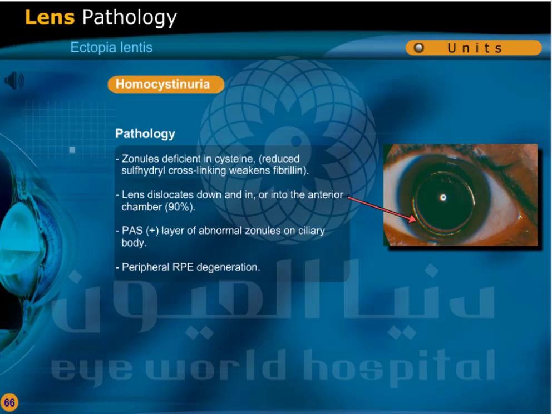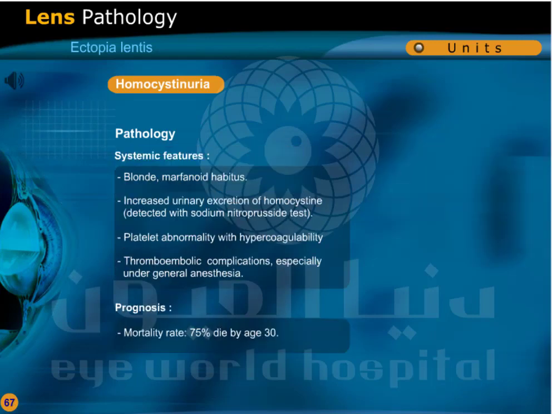PAS plus a layer of abnormal zonules on the ciliary body, and peripheral retinal pigment epithelium degeneration. Systemic features of homocystinuria: blond, marfanoid habitus. Increased urinary excretion of homocystine, detected with the sodium nitroprusside test.